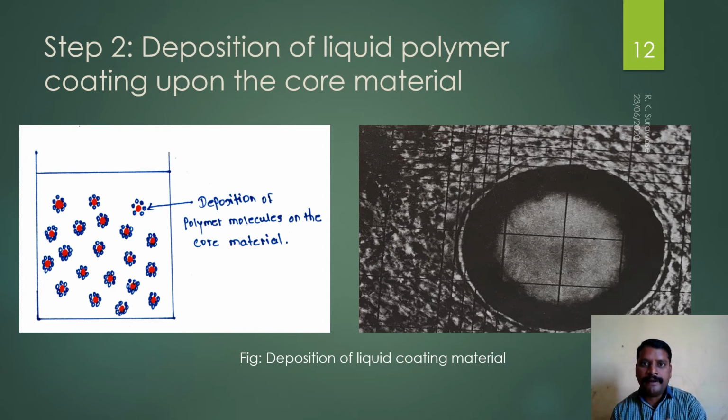So what will happen? Okay, when you decrease the system temperature, ethyl cellulose is separated out from the liquid manufacturing vehicle phase and starts depositing around the N-acetyl para-aminophenol in the cyclohexane phase. So this is the step, deposition of liquid polymer upon the core material.